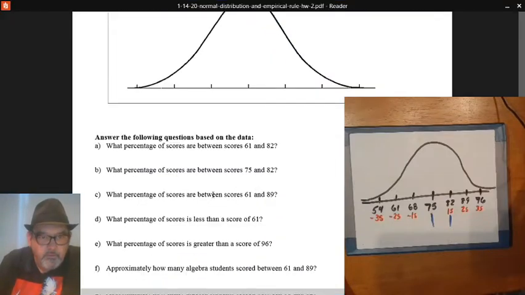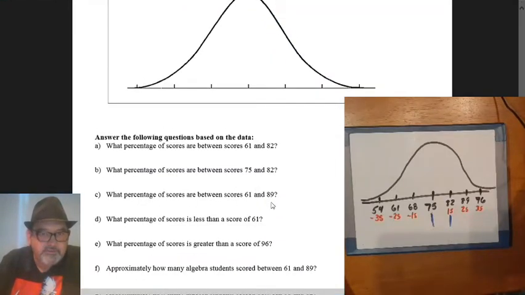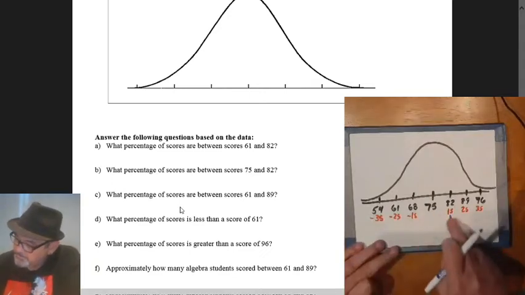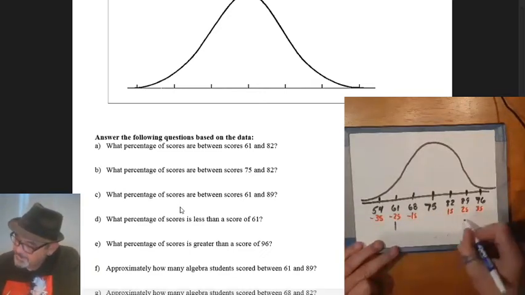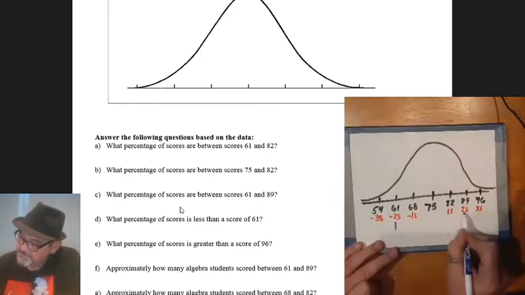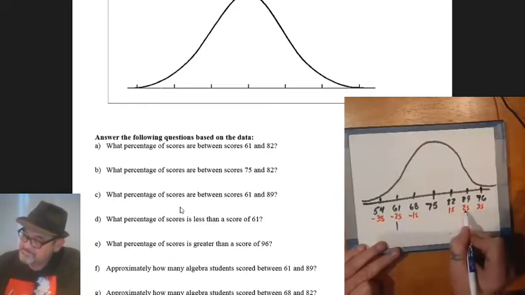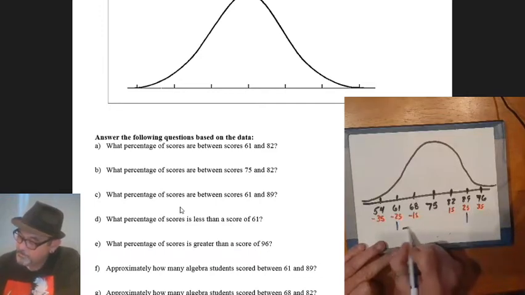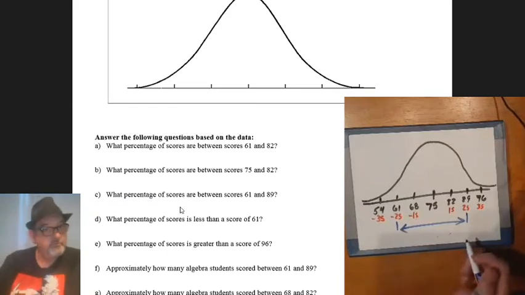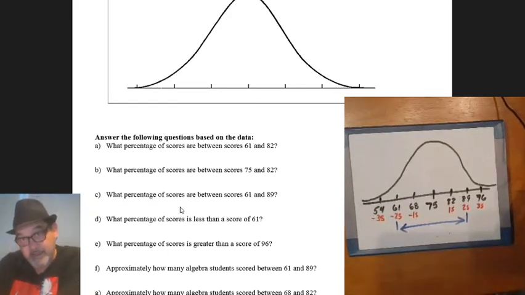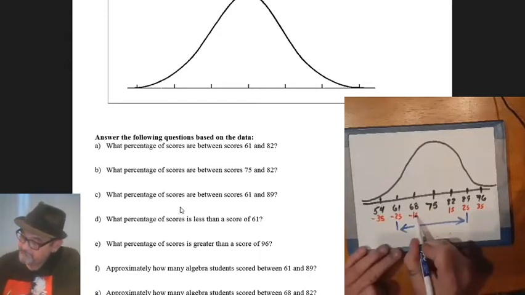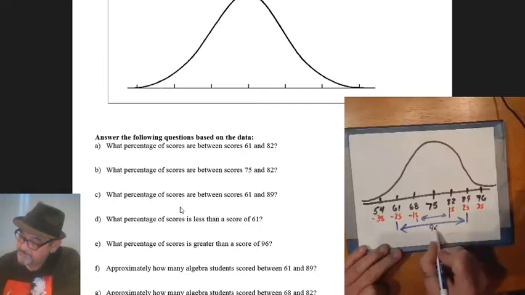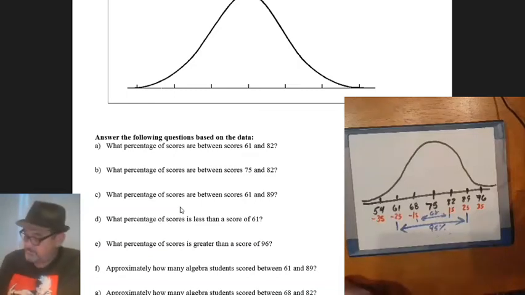Let's go back. What percentage of scores are between 61 and 89? All right. 61 is here. 89 is here. This is the second standard deviation on the low side. This is the second standard deviation on the high side. What percentage falls between these two? Well, if you remember the rule, 68, 95, 99.7. 68% fall within the first standard deviation. 95% fall within the second standard deviation. So the answer is going to be 95.